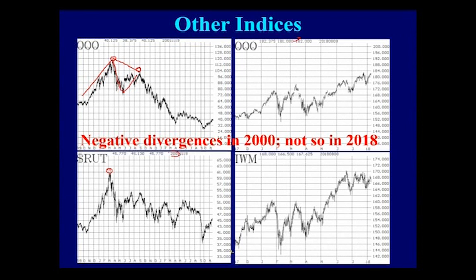Same thing with the Russell 2000 index. Again, this is in 2000. It did not get back to its highs. So again, a big negative divergence.